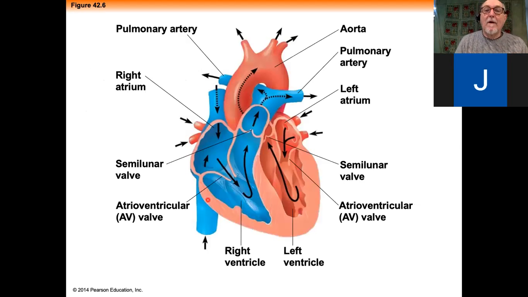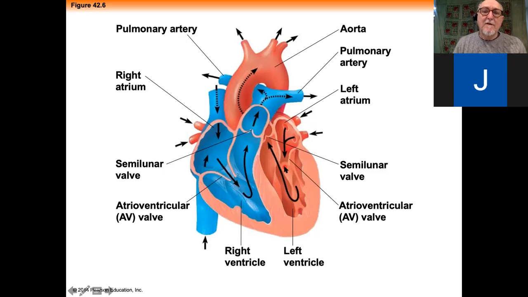Okay, so please make sure that you understand all of these. I'll just point out a little bit more about the anatomy of the valves for you, because these valves are so important in the functioning of the heart. So again, these are here. Let's just have a look at these.